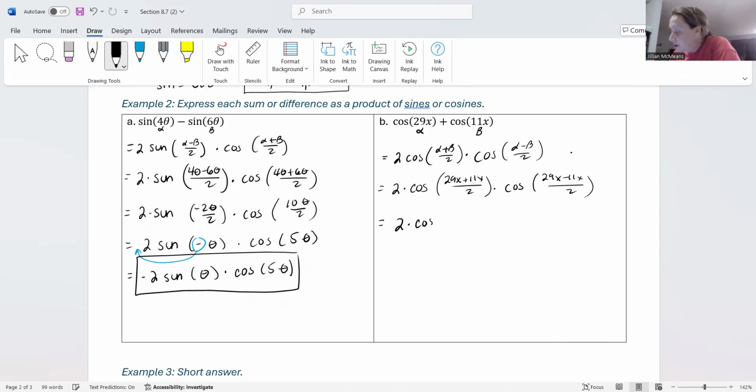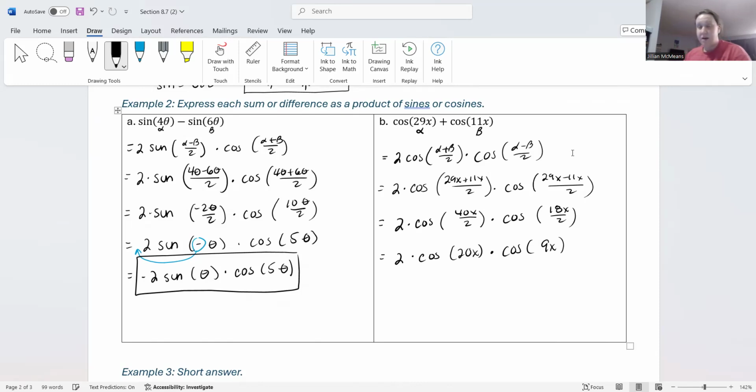Okay, so I get 2 times cosine, and then 29x plus 11x is 40x. So this argument is going to simplify to 40x over 2 for now. We'll simplify it further in the next step. And then the next argument, 29x minus 11x is what? 18x all over 2. So we simplify a little bit further and we get cosine of 20x times cosine of 9x. And that's it. There is not a darn thing else I can do, okay? Those arguments aren't the same, so I can't combine. I can't say it's cosine squared of anything, because for that to happen, the arguments would have to be the same. So that's as far as I can go, okay?